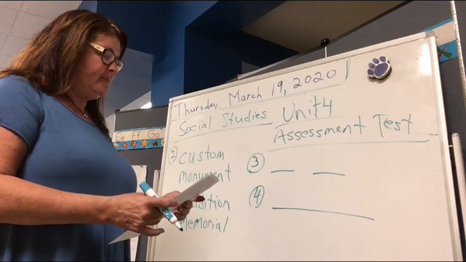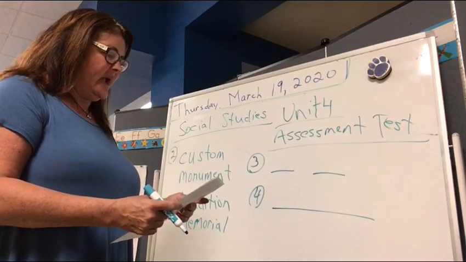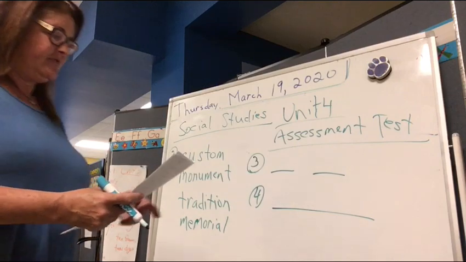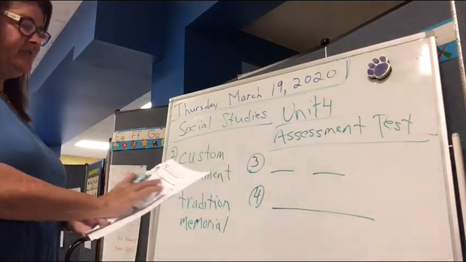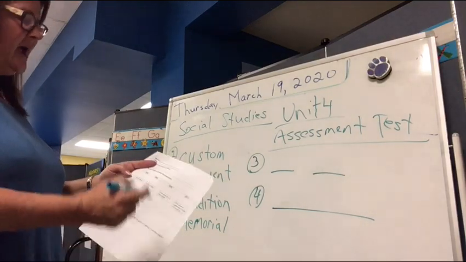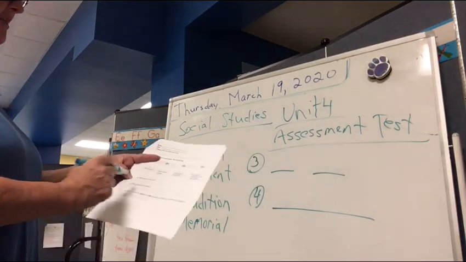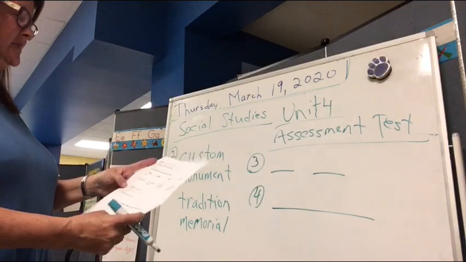Then the next part of number 4 says, use the timeline to answer the questions. Oh, that's for the bottom, okay. That was number 4. Number 5 is the timeline. Use the timeline to answer the questions. You're going to answer 5, 6, and 7 with the timeline.